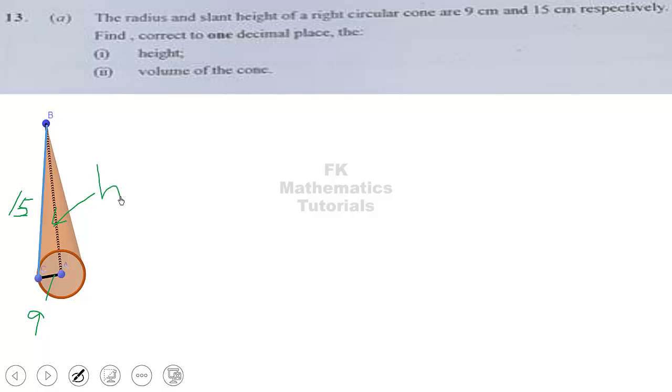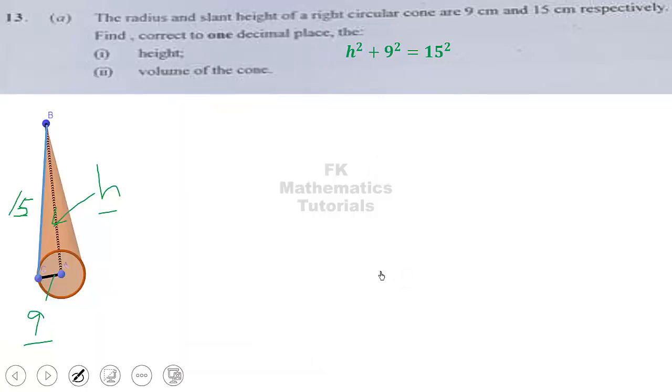So we are finding the height of the cone that we don't know yet. So let's see how we can use Pythagoras theorem. From Pythagoras theorem, the height squared plus 9 squared should give us the hypotenuse squared. So that will give us this expression. And when we evaluate, we get h equal 12.0 centimeters to 1 decimal place.